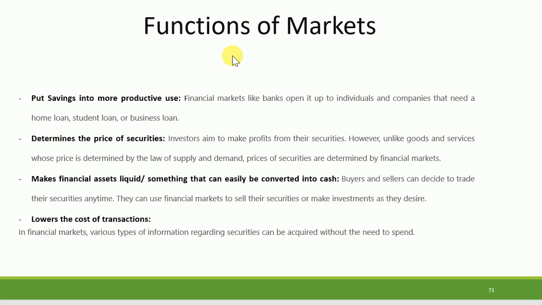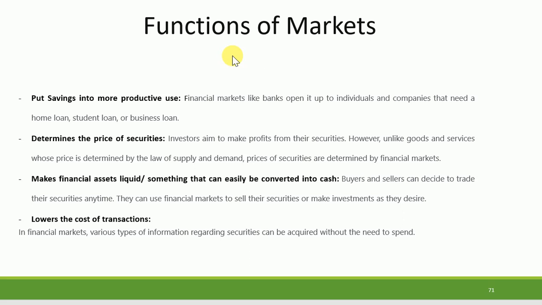The basic functions of markets are, for example, putting savings into more productive use. They are trying to use their money in a more productive way. They do this in many ways, for example, provision of student loans, business loans, etc. And determining the price of securities.